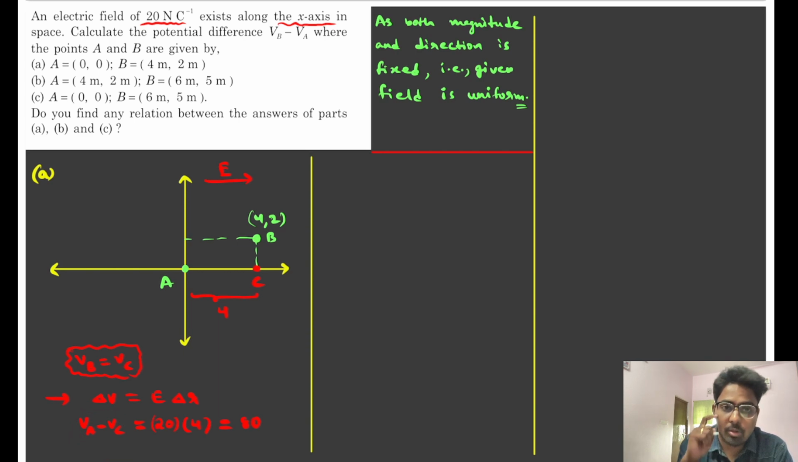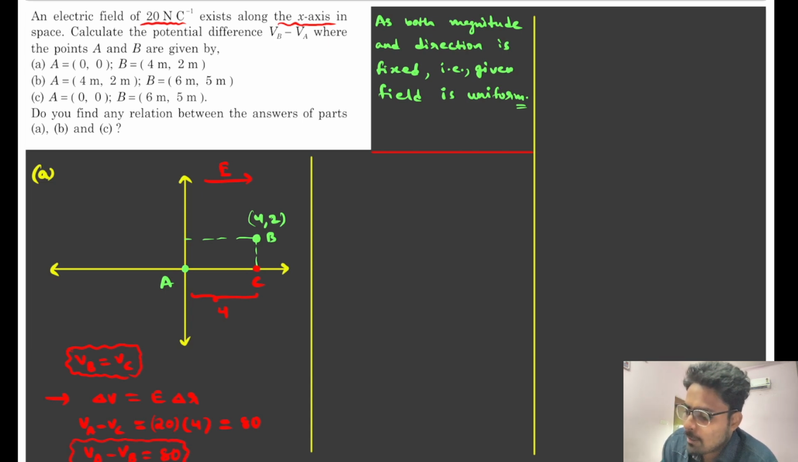I'm taking the magnitude in calculating, without involving the direction sign. Already I know that electric field lines can flow only from higher potential to lower potential. As I know VB equals VC, now VC can be replaced with VB. Therefore VA minus VB equals 80. But they're asking VB minus VA, so the answer would be minus 80 for the first case.